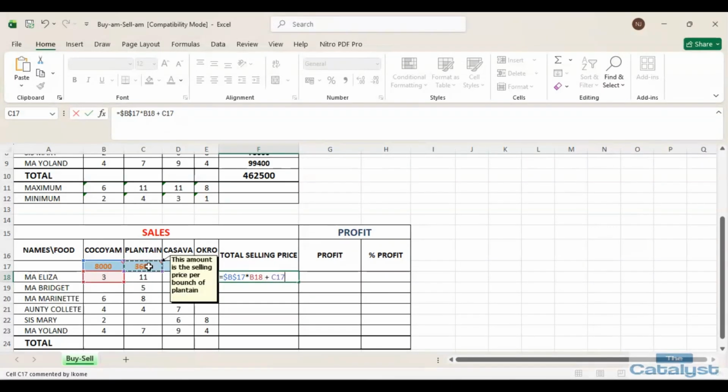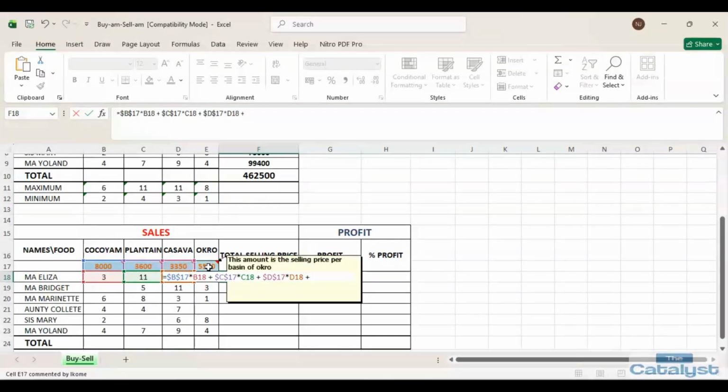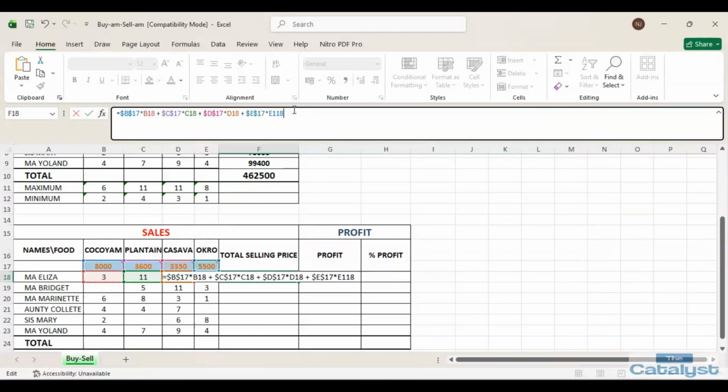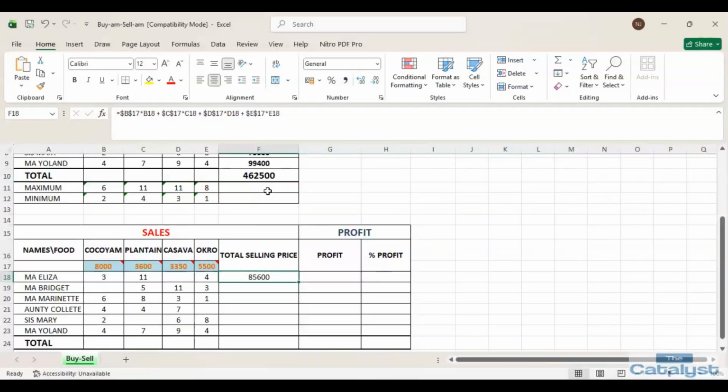Same as sales, but this time I'll be taking the selling price multiplied by the coefficient, plus I'll take this, make it absolute reference times the quantity, plus lastly this absolute reference times E18. Oh, sorry, E18. Voilà. So that's it. We use that for the rest.